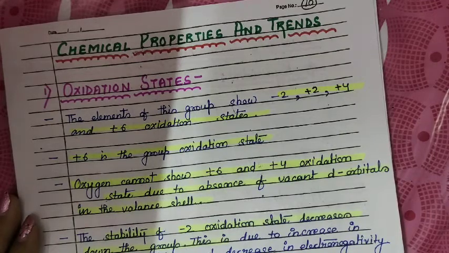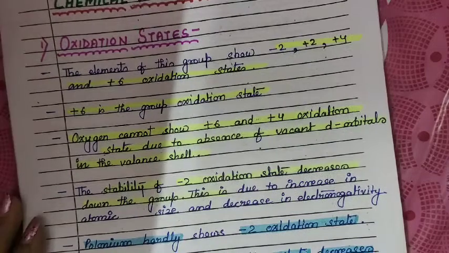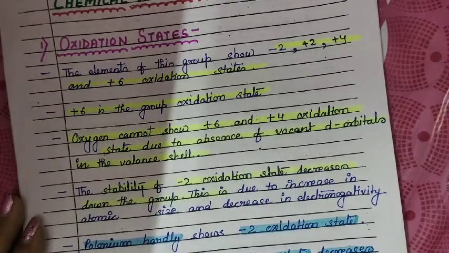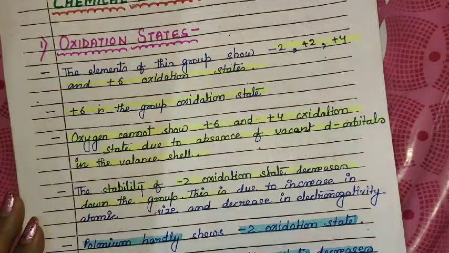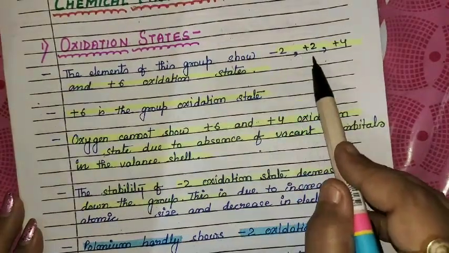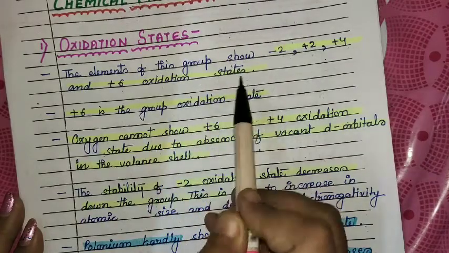In this video we will talk about the chemical properties and trends of group 16 elements. So let us start with oxidation state of group 16 elements. The elements of this group show -2, +2, +4 and +6 oxidation states.